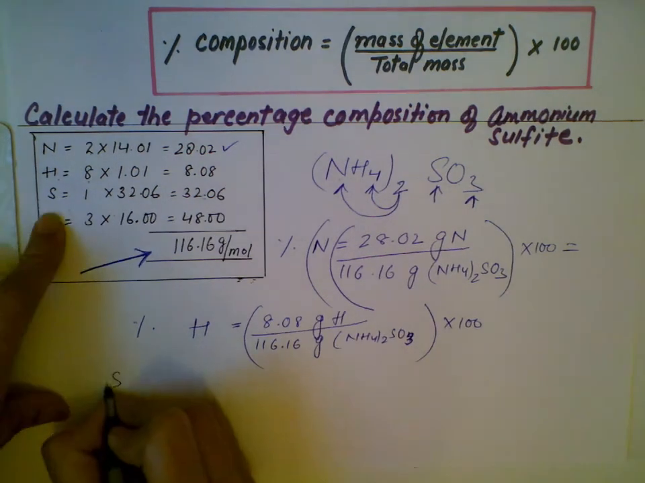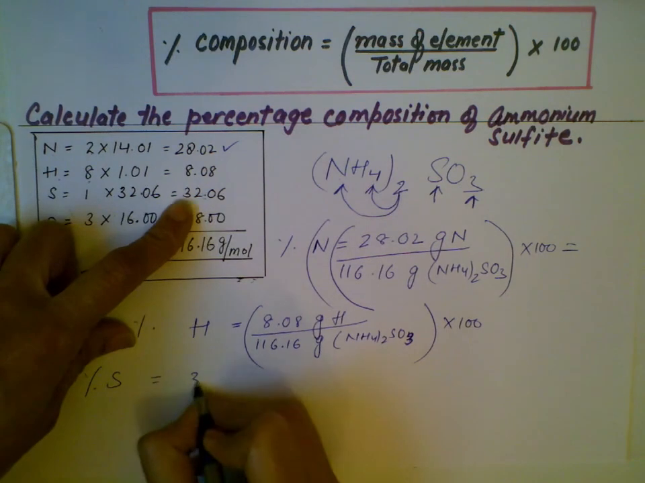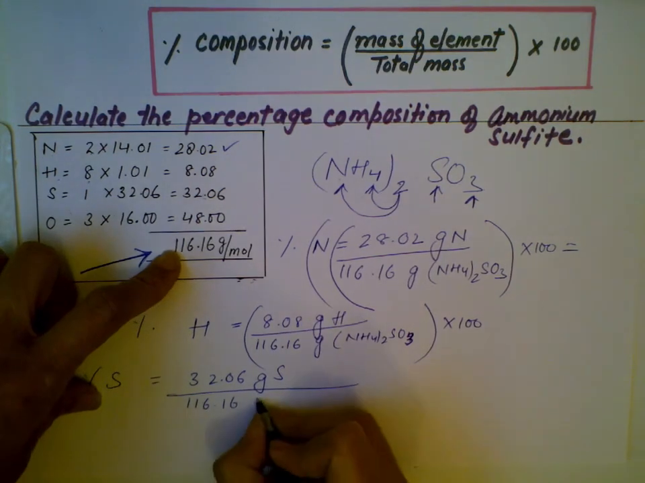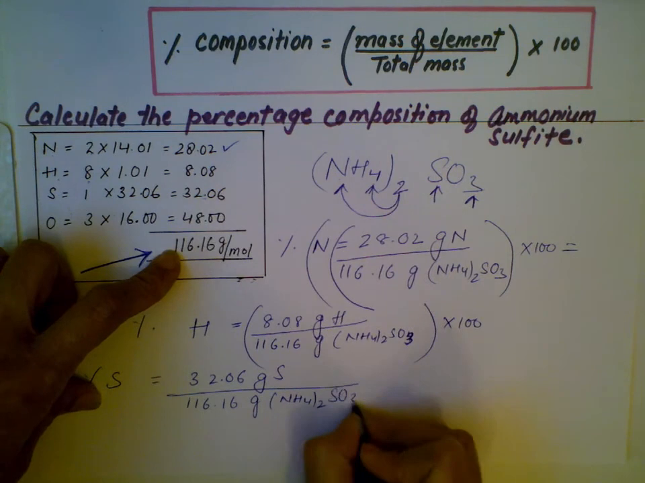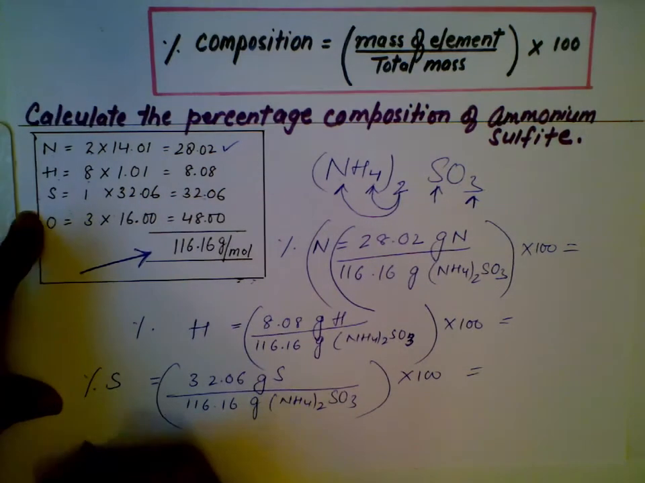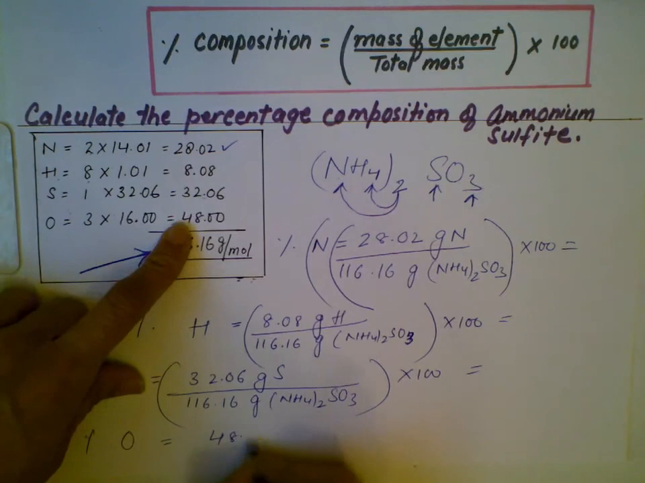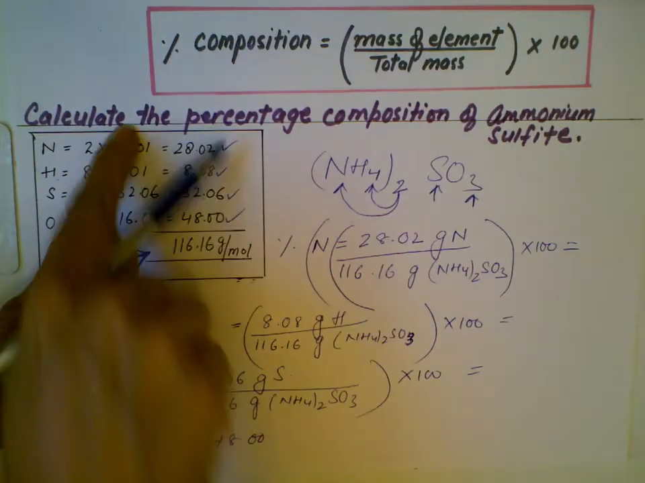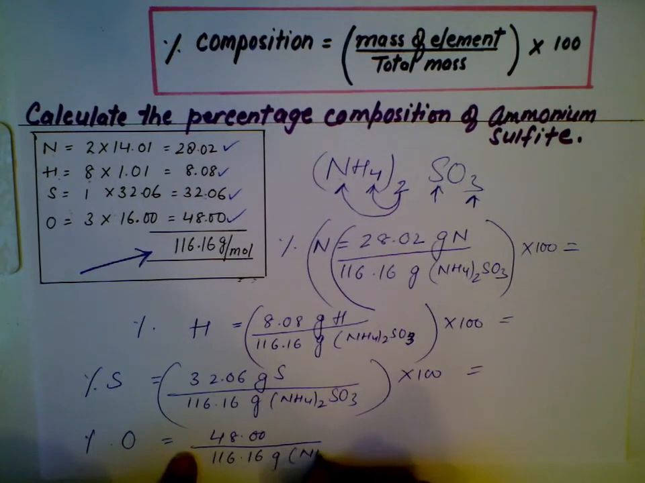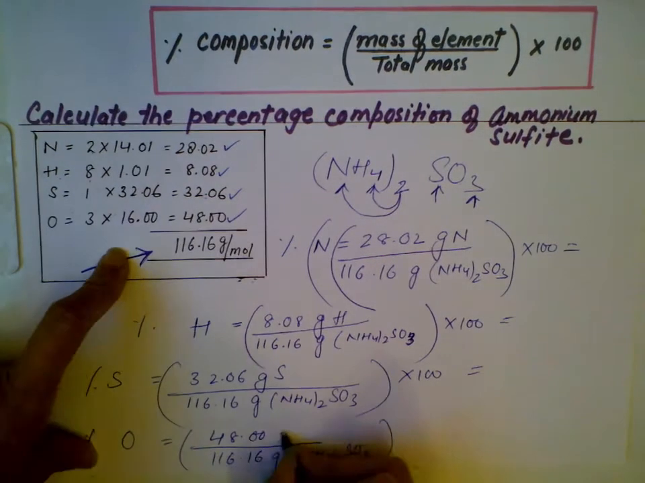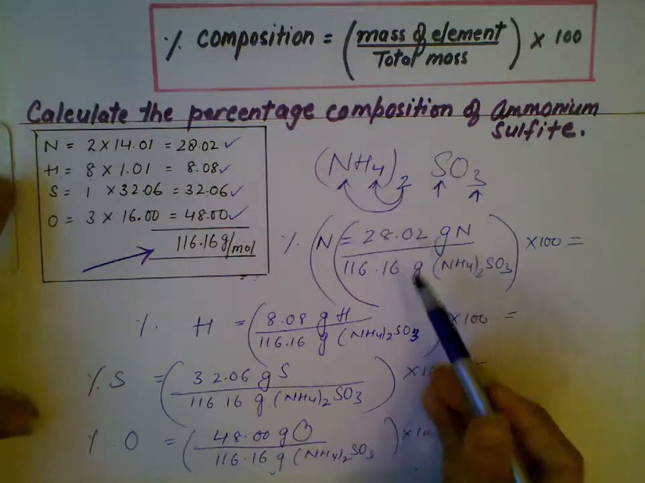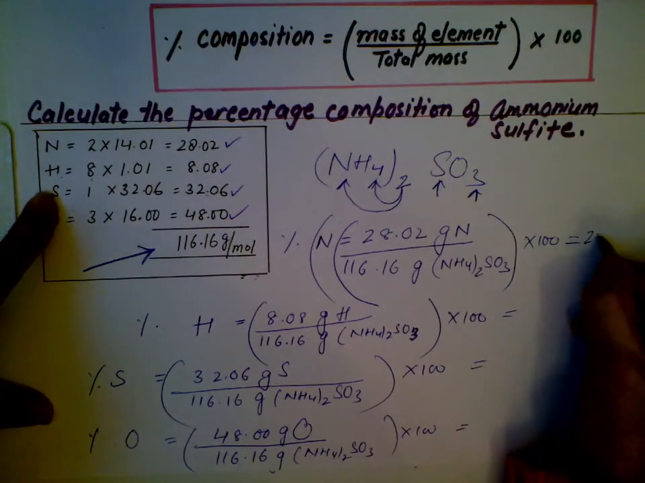Do the same thing for sulfur. Percent of sulfur here: 32.06 grams of sulfur over the total 116.16 grams of ammonium sulfite, times 100. Do not forget to multiply by 100. The last one is oxygen: 48.00. Remember, these are the numbers we are using, not these. Then grams of oxygen over grams of ammonium sulfite, times 100. Now use your calculator to solve them: numerator over denominator times 100. When you do that, this is what you're going to get.